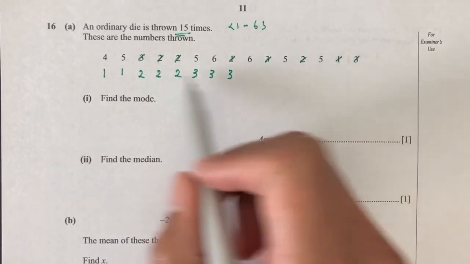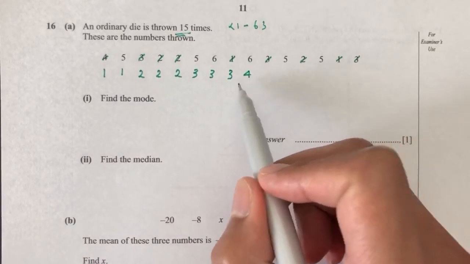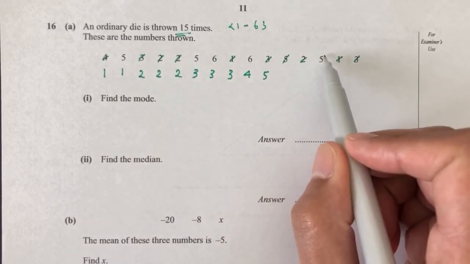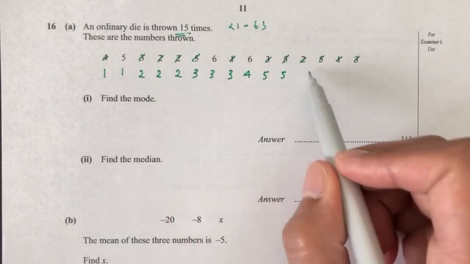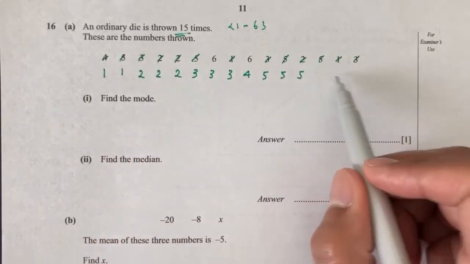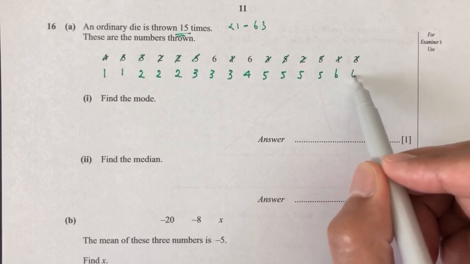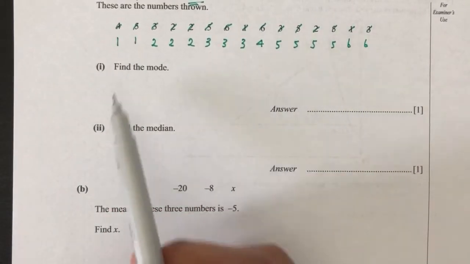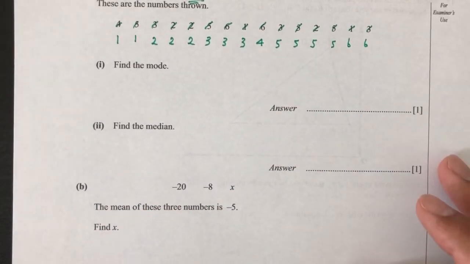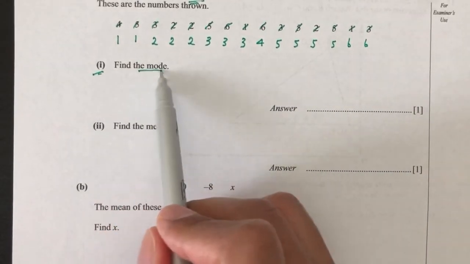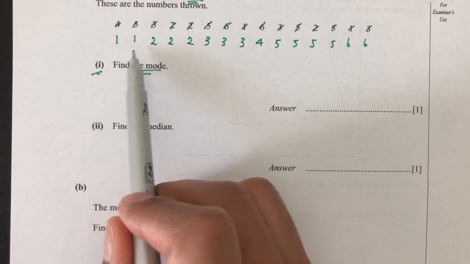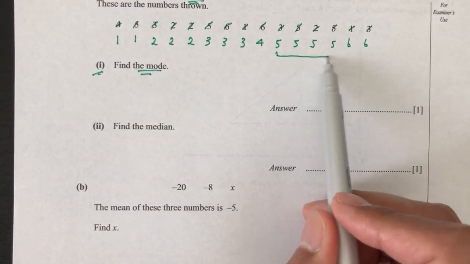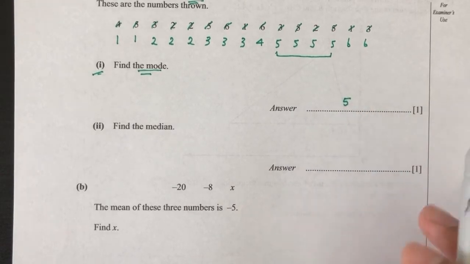Then we have number 4, number 5, 5, 5, and 5. And the last two are 6. Okay, so here we have the same numbers but from smallest to largest. Now, part 1, find the mode. The mode is which one happens the most often. So, as you can see, this one is the mode. The mode is number 5.